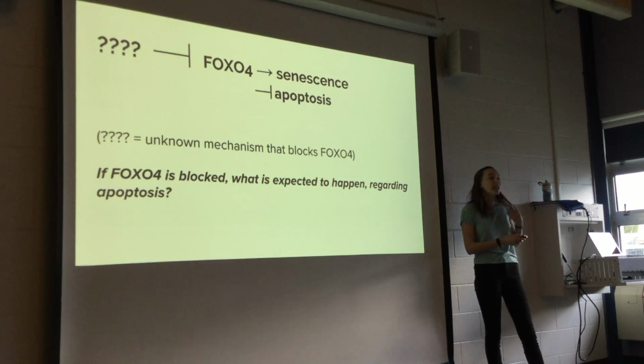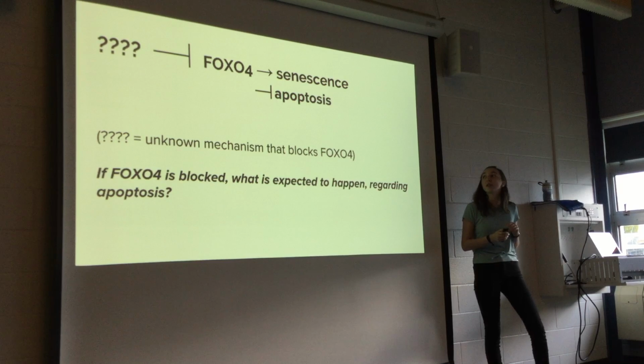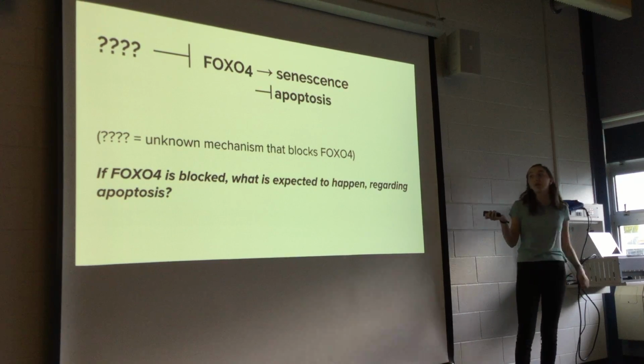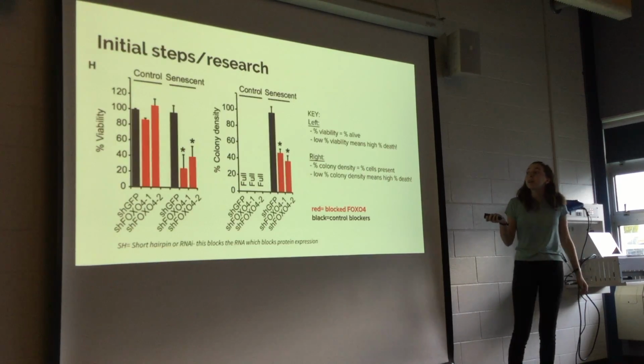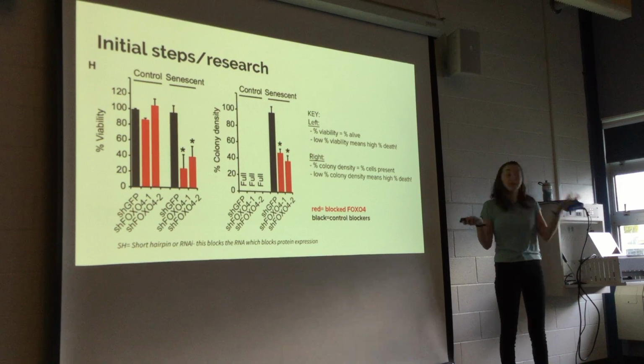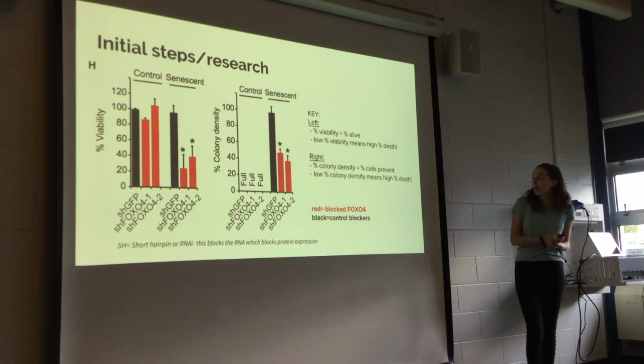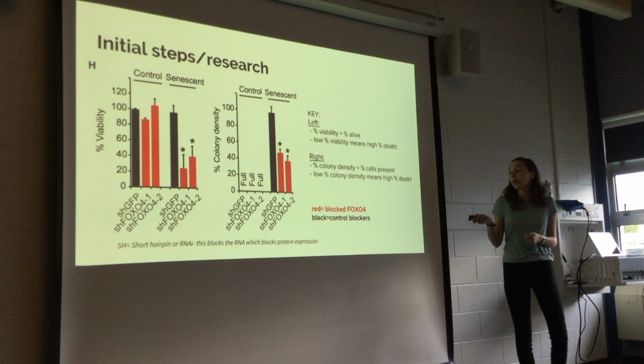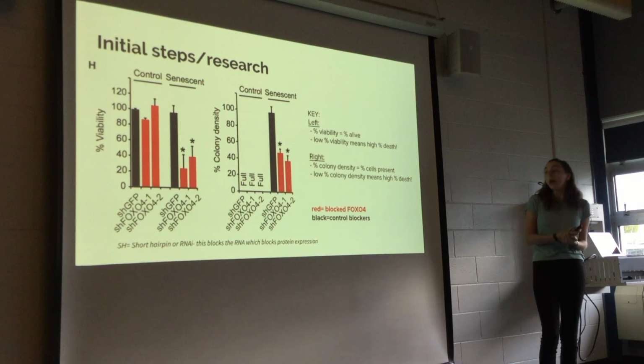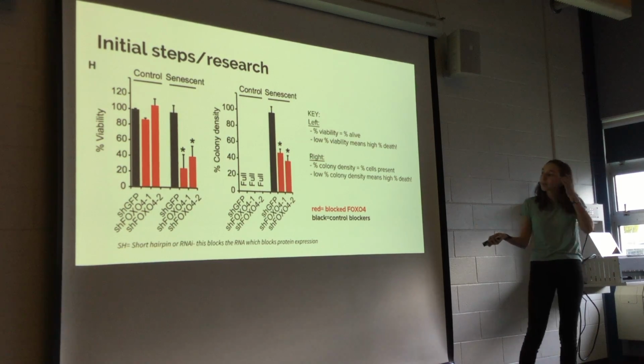Yeah. You'd see a decrease in cells staying in senescence and a decrease in cells proceeding with apoptosis. Yes, exactly. So they hope that blocking FOXO4 would lead to apoptosis. They did some research to test if this was actually true. They used a method called short hairpin RNA, or RNAi, which is RNA interference, which essentially just blocks the RNA from being expressed, which eventually will lead to the protein being blocked from being expressed.